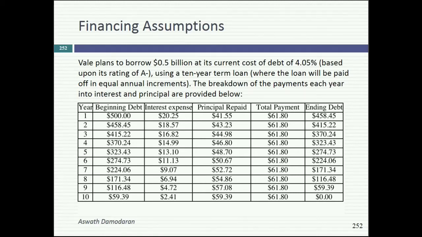You're saying, who cares? Why do I care how much of it is interest if I know what the total payment is always going to be, in this case $61.8 million? Why do I care how much of it is interest and how much is principal repaid? For taxes, right? Because interest is tax deductible, principal repaid is not.